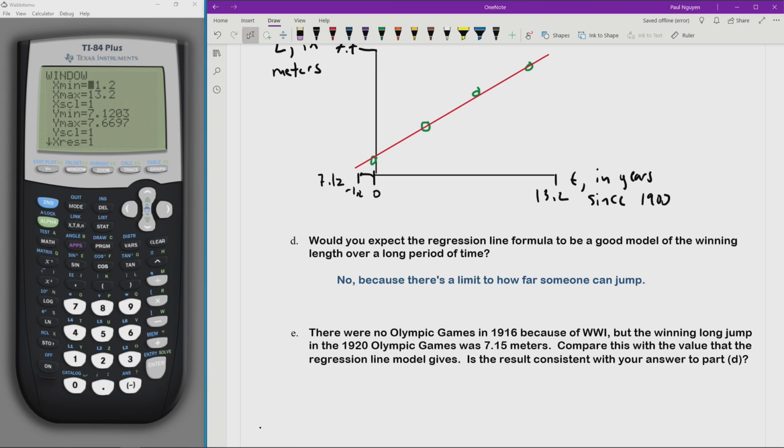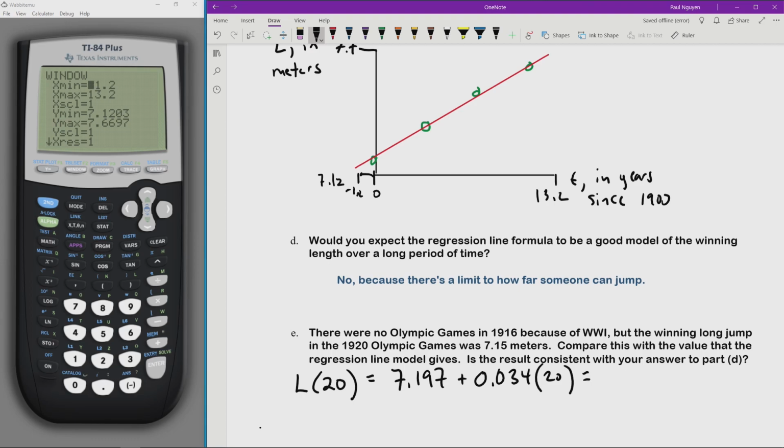There were no Olympic Games in 1916 because of World War I, but the winning long jump in the 1920 Olympic Games was 7.15 meters. Compare this with the value that the regression line model gives. Is the result consistent with our previous answer? So this question is asking what is our prediction for the 1920 Olympic Games? That is, what is L of 20? Since 1920 is 20 years after 1900. Our line of regression gives us that this would be 7.197 plus the slope 0.034 times our variable, in this case 20.